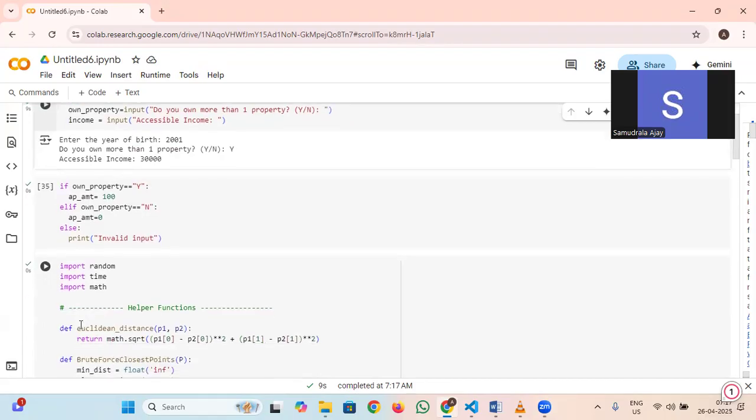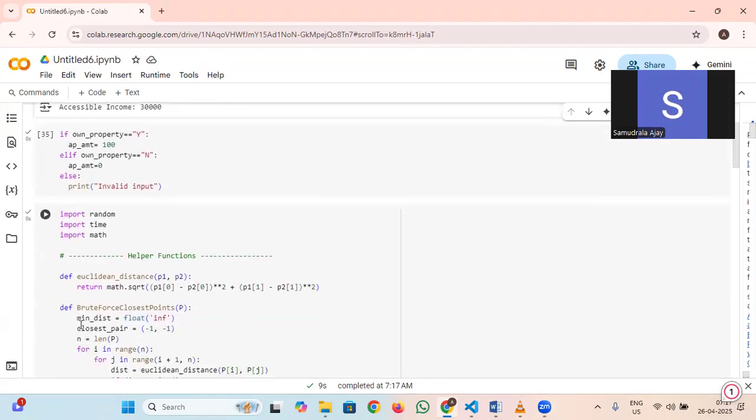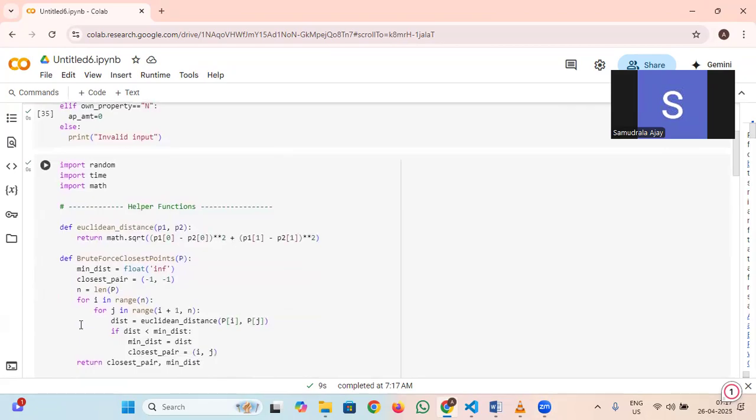Now we move to the core project, the closest pair of points problem. I have different helper functions like Euclidean distance, and then coded two approaches: brute force, which compares every possible pair, and divide and conquer, which recursively divides the problem and intelligently limits comparisons. The goal is to see how both approaches perform on the exact same datasets.